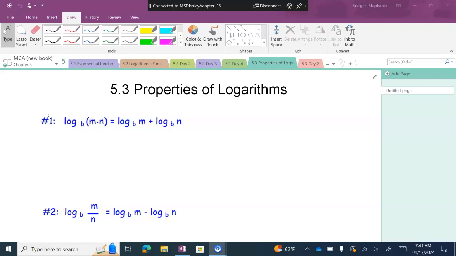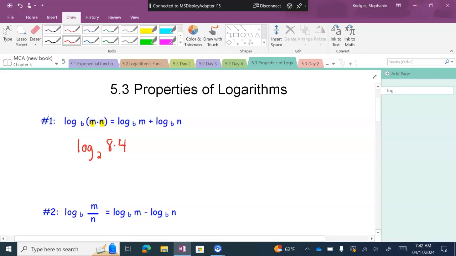So the first law or property of a log says we can have some log of any base, so log base b, and then in your argument you can have a product of two or more numbers. In this case I used variables m and n, and it says that you can split those into two separate logarithms by taking each piece that you're multiplying inside and putting them as two separate logs by adding. So for example, let's put some numbers in here. If I did the log base 2 of, I don't know, 8 times 4, or technically you could write that as 32, right?